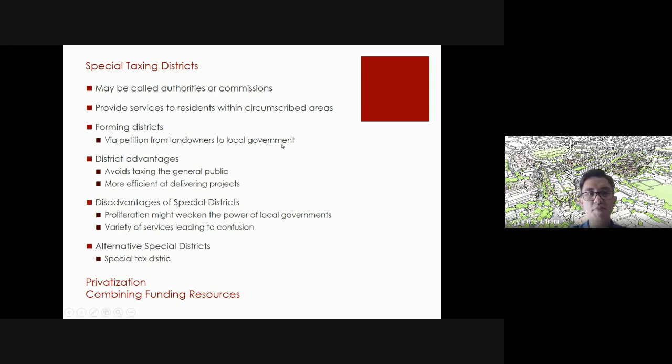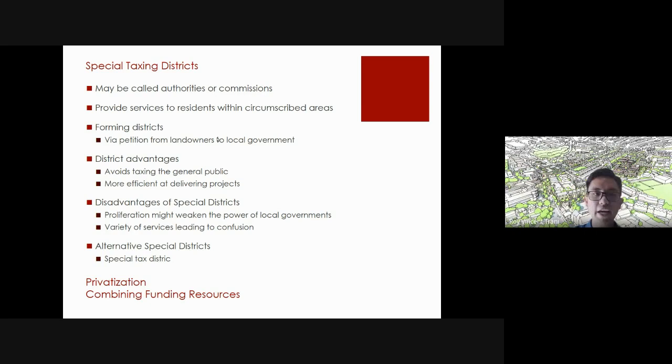Special taxing districts may be created. They may be called authorities or commissions, and provide services to residents within circumscribed areas. So what does this mean? A special taxing district is an area where tax is reduced to promote growth. In our other class, we discussed this. The advantage of this kind of system is that they avoid overtaxing the general public, and because they have a more controlled system for collecting taxes, they can deliver projects in a more efficient way.